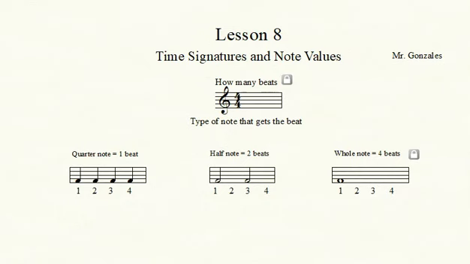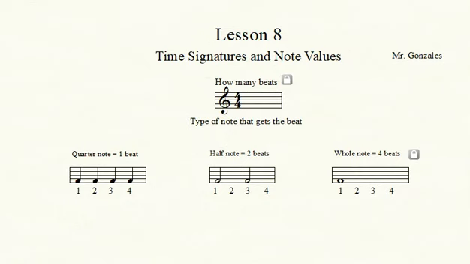The main objective of this lesson is to be able to identify time signatures and understand how they affect note values. Let's get started. The time signature appears at the beginning of the music after the clef sign. It contains two numbers, one above the other.